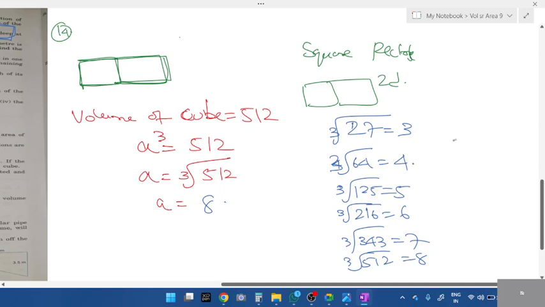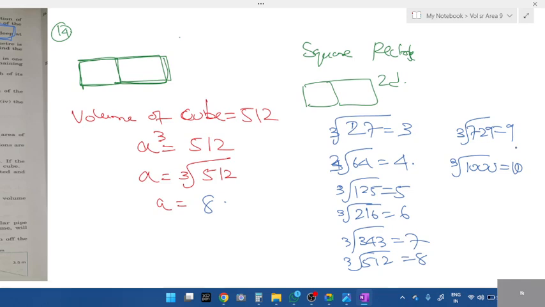If you want, make a count of this. Cube root of 729, you all find. Cube root of 1000 is 10. Cube root of 729 is 9. Make a note of this, complete. I'll teach how to solve the question.